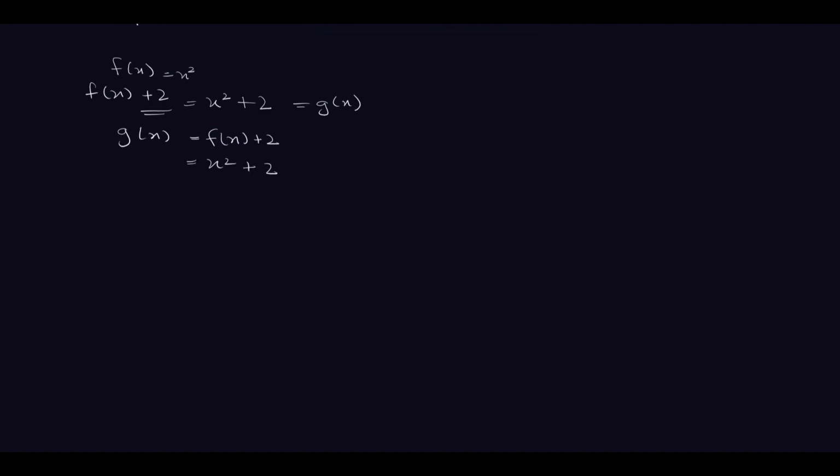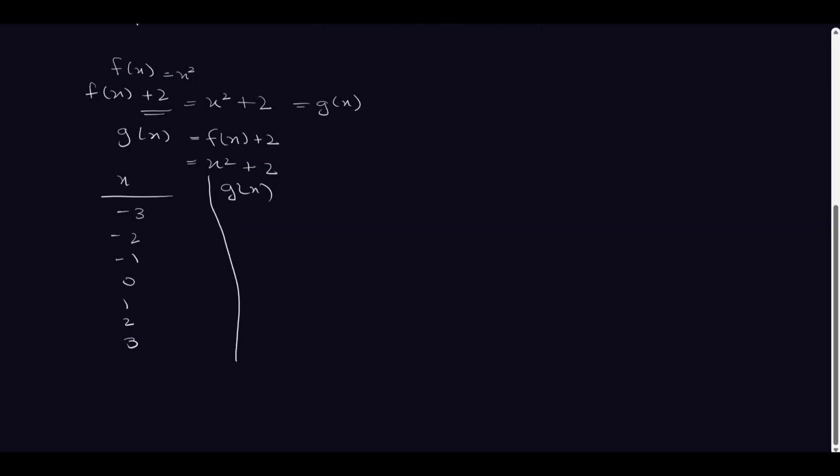So now when we check from the range of minus 3 to 3, what will our g(x) be? So g(x) is x squared plus 2. Let's put minus 3 in here. Minus 3 squared plus 2, which is 9 plus 2, which is equal to 11. And let's go on for minus 2 squared plus 2, which will be equal to 6. For minus 1 it will be 3, for 0 it will be 2, for 1 again it will be 3, for 2 it will be 6, and for 3 it will be 11.